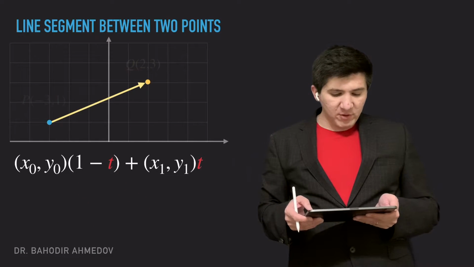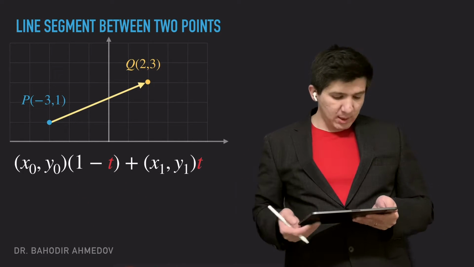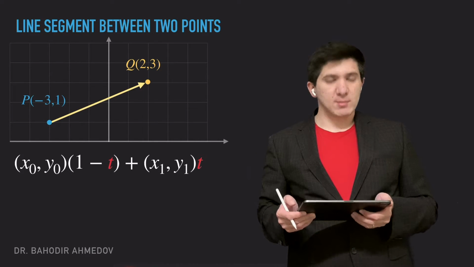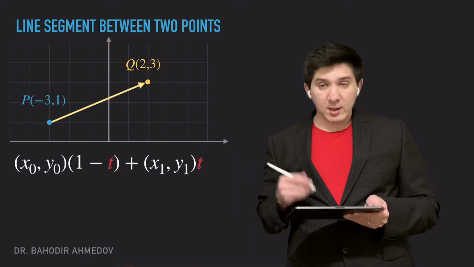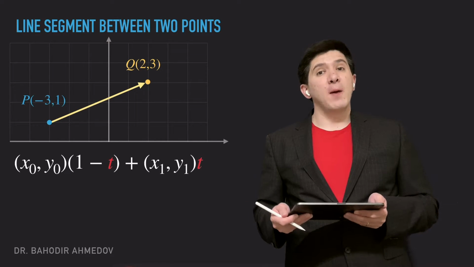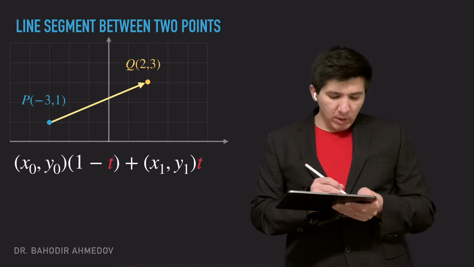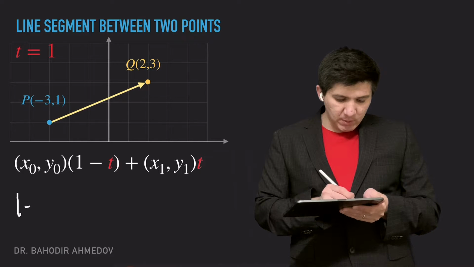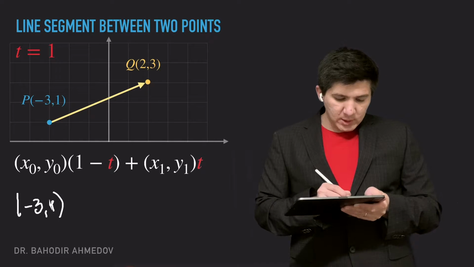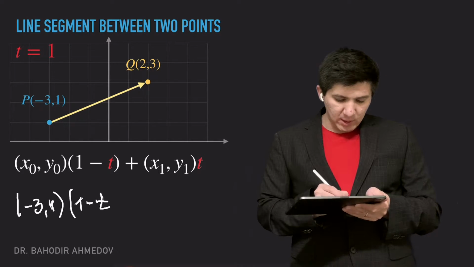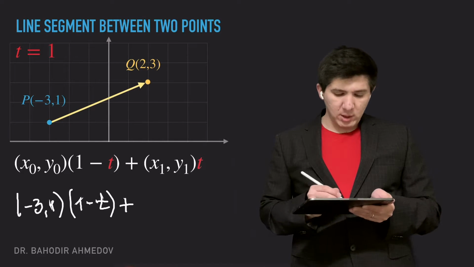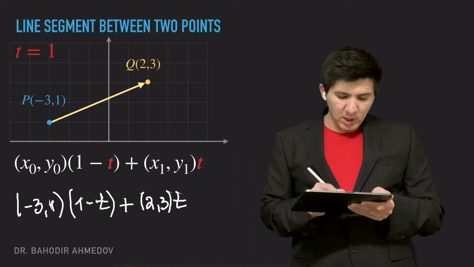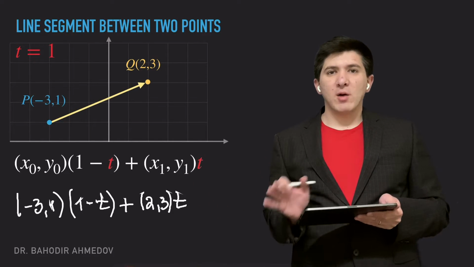Let's consider an example. Let's say we're given 2 points, (-3, 1) and (2, 3). First of all, I need to construct the equation of the line segment between these 2 points. So the starting point is (-3, 1) times 1 minus t, plus the ending point (2, 3) times t. Well, this is an equation of a line segment.